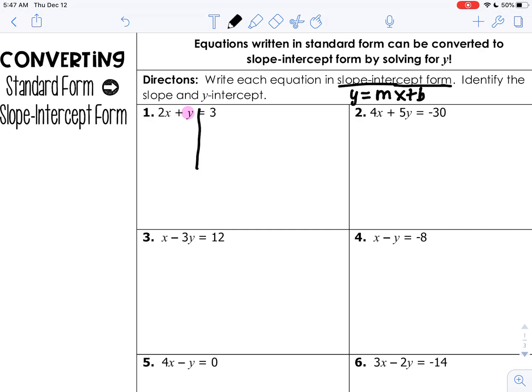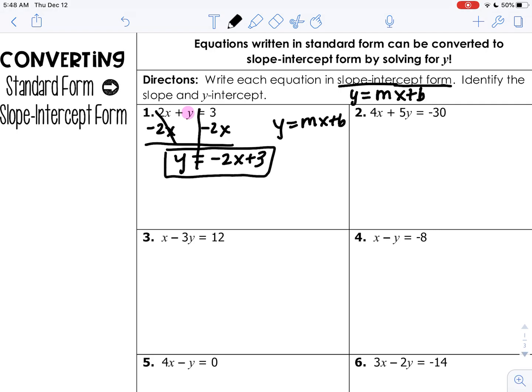So if there's an x term next to the y, we need to move it over. So we're going to subtract 2x from both sides. That way this completely cancels out. And then we have y equals negative 2x plus 3. I put the negative 2x first because in this form, we need to get the x term before the b term. So instead of writing 3 minus 2x up here, I just wrote negative 2x plus 3. So I put the x term first. So that's my answer. That's in slope-intercept form, y equals negative 2x plus 3.